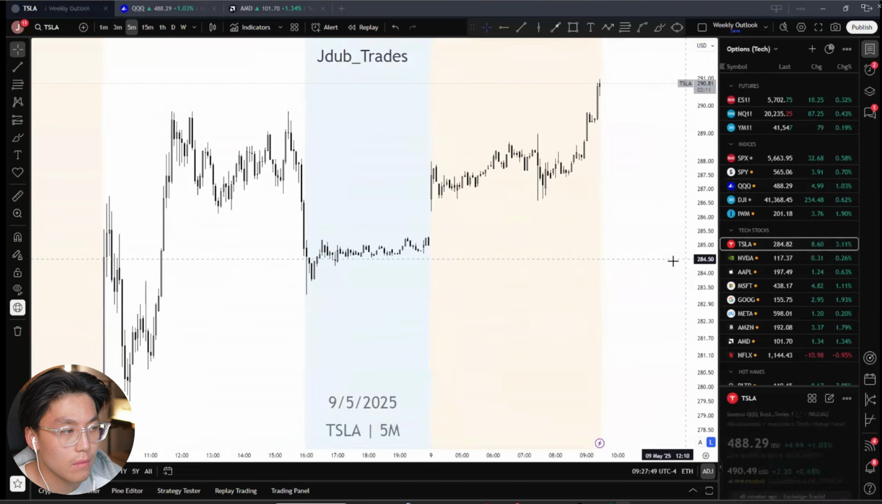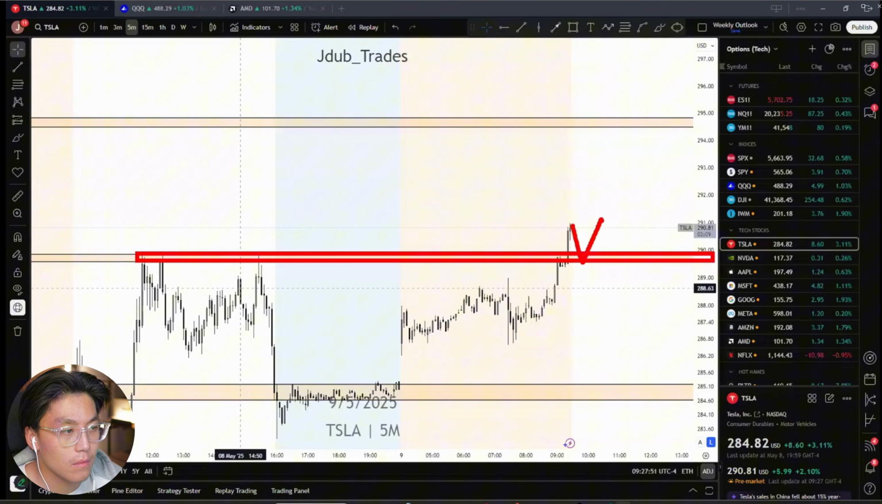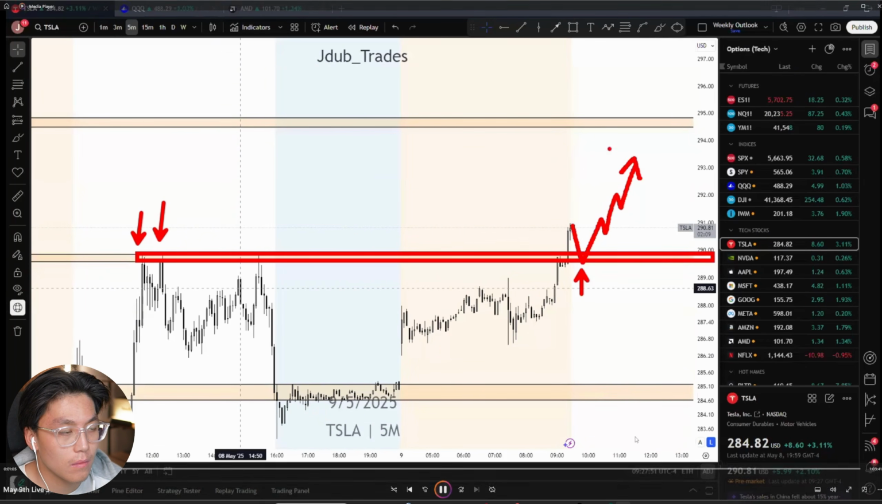Qs consolidating inside of its previous range. Tesla showing some strength here above its previous day highs. Tesla, this one, really solid setup, if we can retest its previous day highs for this continued push back towards the upside.